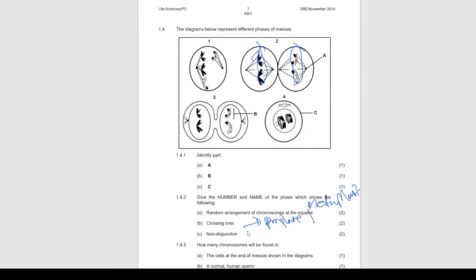Crossing over only takes place in prophase 1. So which one is showing crossing over? It is here, you see they are crossing over. So the answer is 4 and then prophase 1. When they ask you about crossing over, you should not think of anything else. You must think about prophase 1.